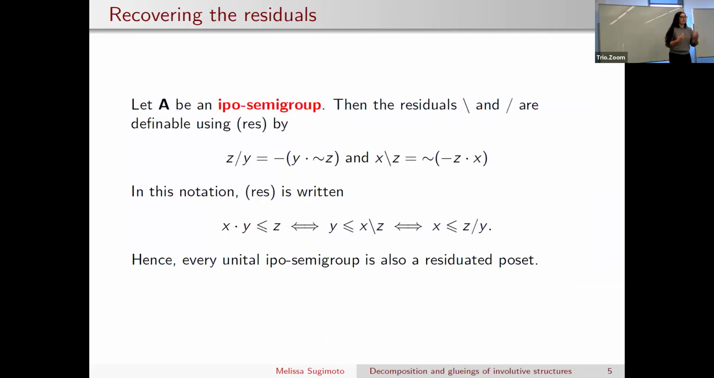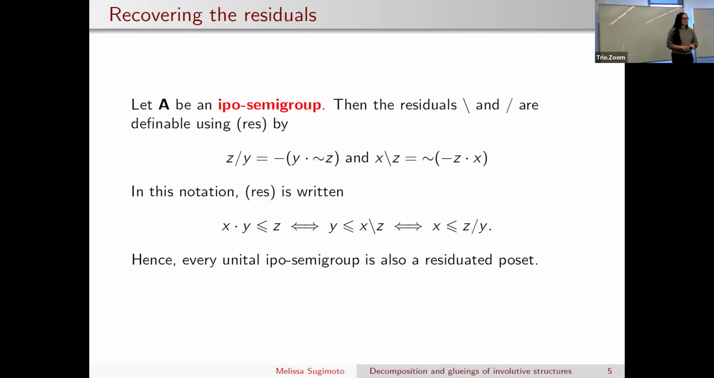And in fact, if we have this, then the residuals, the left and right residuals that we had previously, are term definable using this setup by saying that z over y is exactly equal to minus y times tilde z, and x under z is equal to tilde of minus z times x. And so if we rewrite the residuation property from the previous slide in this new notation, or really this old notation, it comes out to be exactly the same thing as the residuation property that we were requiring when we defined residuated lattices and residuated cosets.